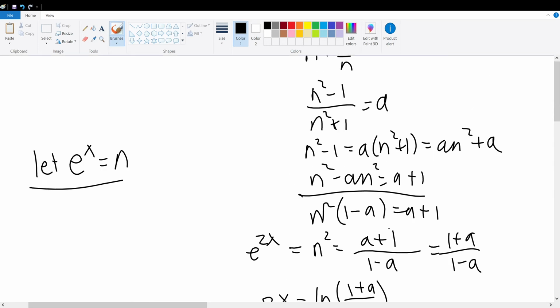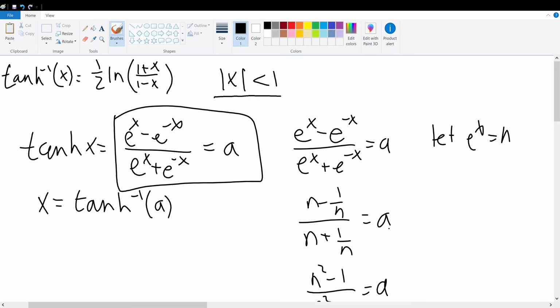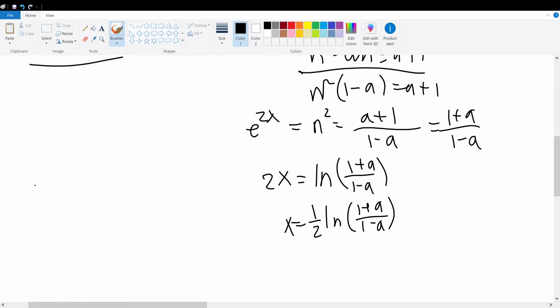And remember our previous definition. We can find the variable x through the arc hyperbolic tangent of a. And that x is the exact same x that we have right here. So this will be equal to the arc hyperbolic tangent of a, hence proving our formula. But before we do end this video, we must argue the restriction of a.